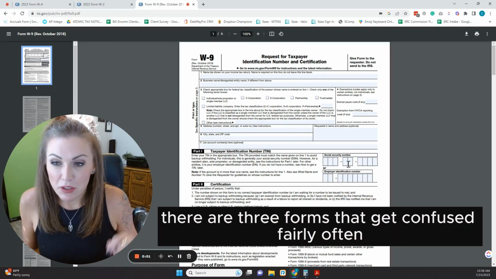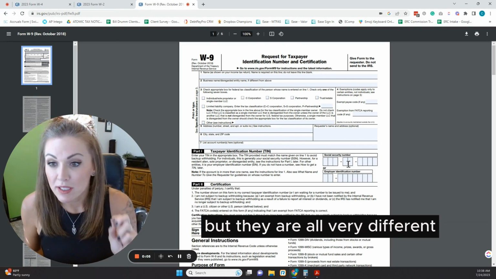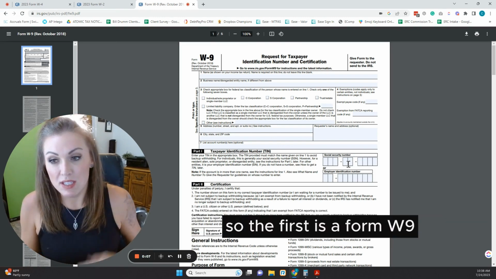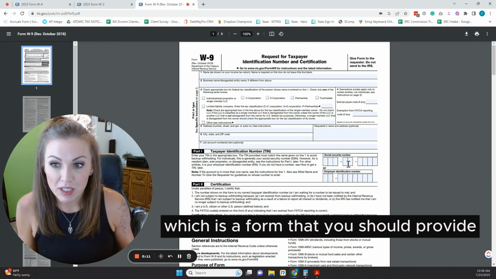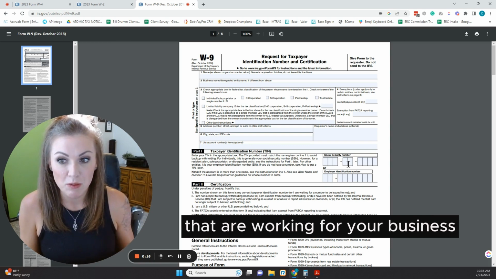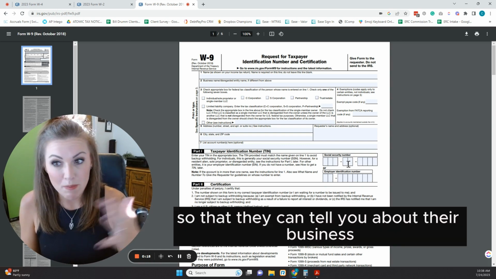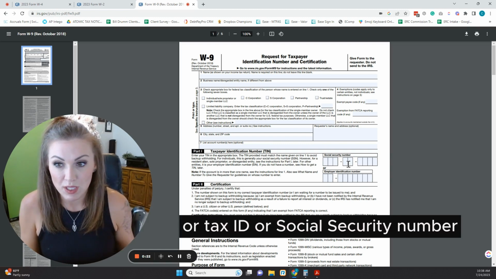So in payroll, there are three forms that get confused fairly often, but they are all very different. The first is a Form W-9, which is a form that you should provide to your independent contractors or self-employed individuals that are working for your business so that they can tell you about their business and give you their EIN or tax ID or social security number.